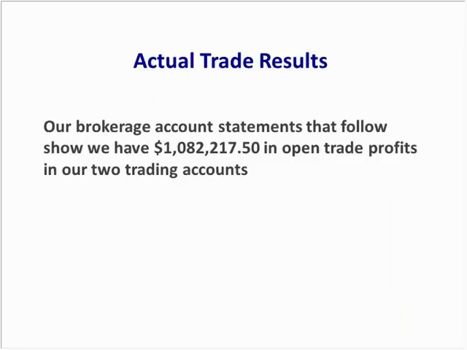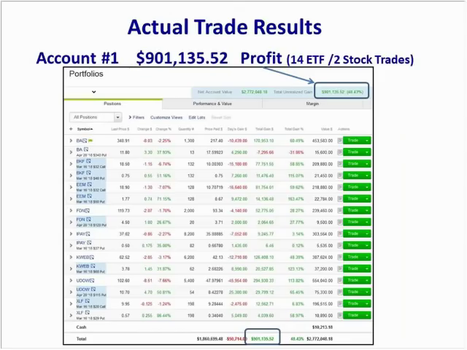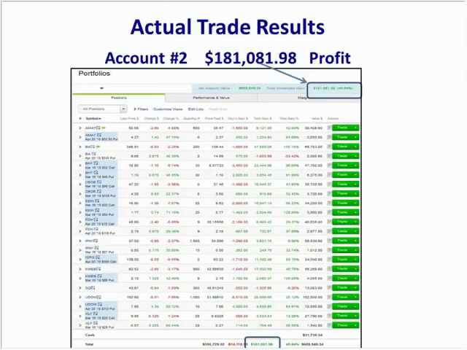Here's some recent open trade profit results for the optioneering strategies, and we have $1,082,000 in open trade profits. The first account, which is the larger account, has $901,000 open trade profits, and 14 of these trades are ETFs, 2 are stock trades, and our smaller account has $181,000 in open trade profits.